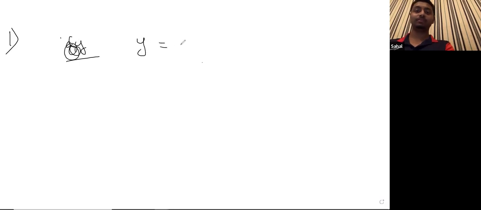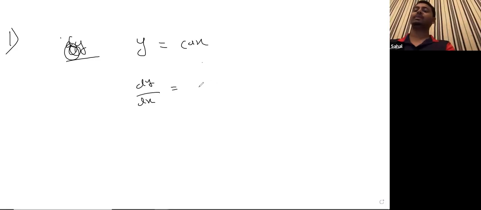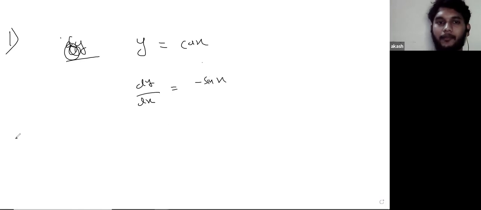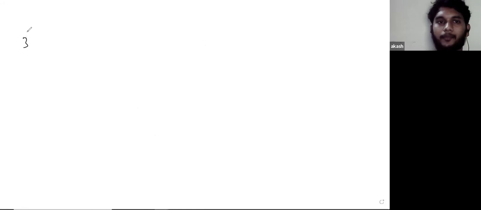Okay, so can you tell me this formula? If y equals cos x, dy by dx will be minus sin x. If y equals sin x, then dy by dx is cos x. All right, so these are basic formulas.